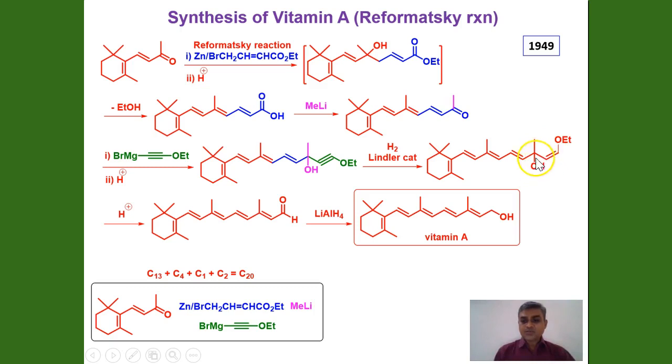This tertiary allylic alcohol undergoes acid hydrolysis, and the enol ether gives an aldehyde, and it undergoes dehydration here to form an alpha beta unsaturated aldehyde. The alpha beta unsaturated aldehyde on reaction with lithium aluminum hydride forms vitamin A. So in this way, we have demonstrated the applications of organometallic reagents for the synthesis of vitamin A. Here the key steps involved are organozinc compounds, methyl lithium, and organomagnesium compounds. And the precursor for this is once again a beta-ionone molecule.